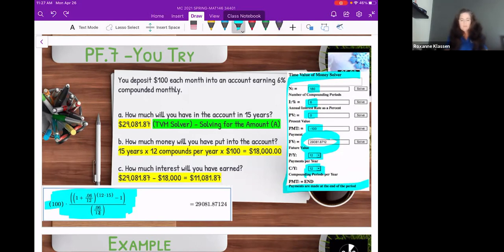Okay, so some of you were struggling with part B because it says how much money did you put in the account? That's a thinking problem. That's not really like a formula you're going to look up on your formula sheet. So you just have to read really carefully and say, okay, I put $100 in. I do it 12 times a year, and then I did that for 15 years. So if I multiply all three of those, it doesn't matter which order I do them in. As long as I multiply all three of those, I will see that I put in $18,000 into this account.